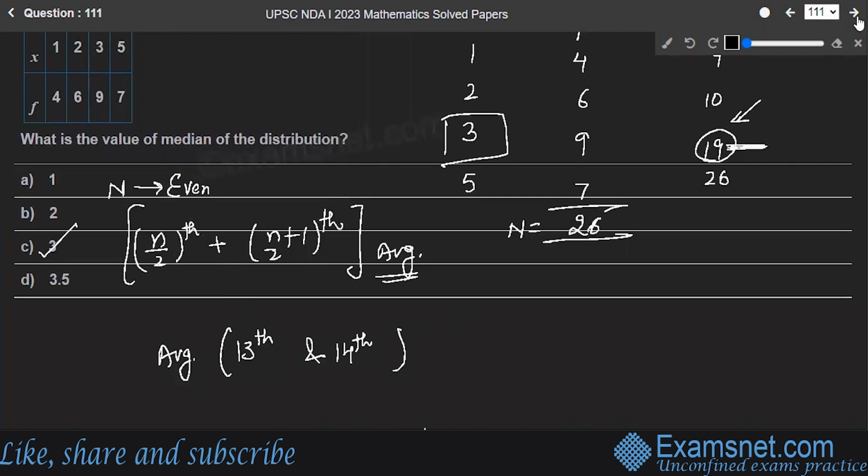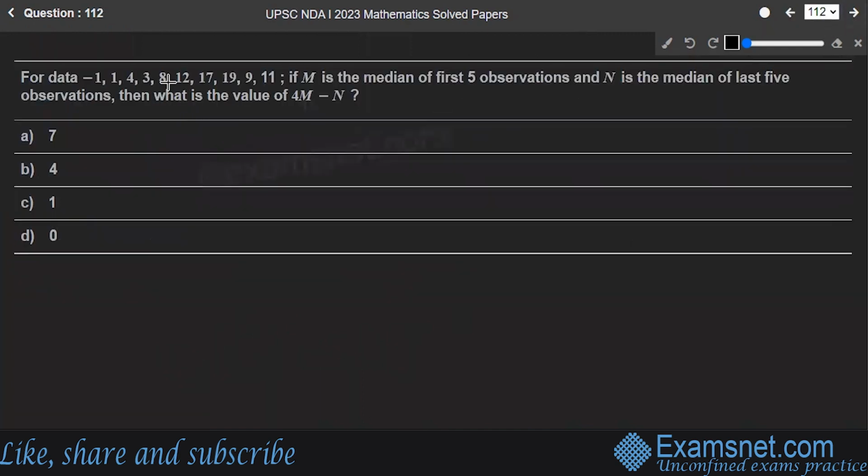So let's move to the next question. 112. For the given data, M is the median of first 5 observations, N is the median of last 5 observations. What is the value of 4M minus N? So the given data, let's write it down. It's 1, 1, 4, 3, 8, 12, 17, 19, 9, and 11. First of all, M is the median of first 5 observations. Let's arrange these observations in the ascending order.